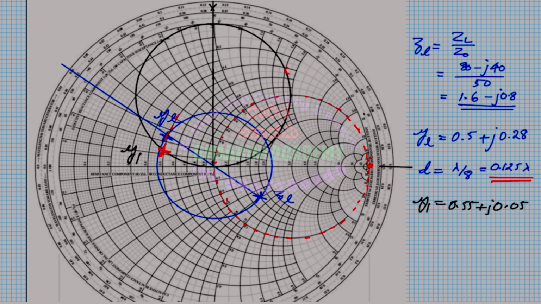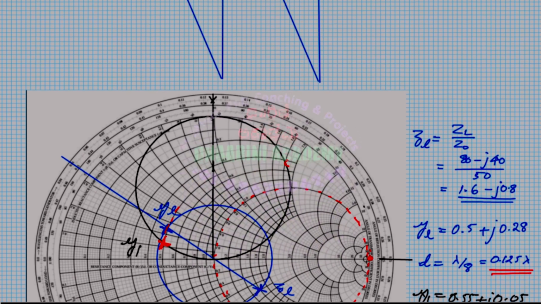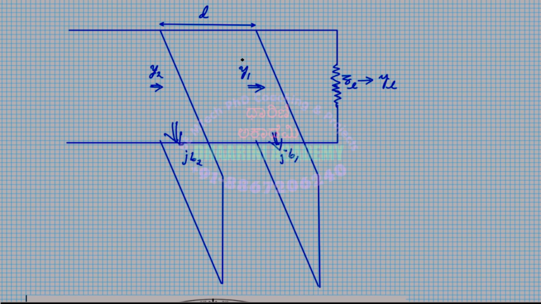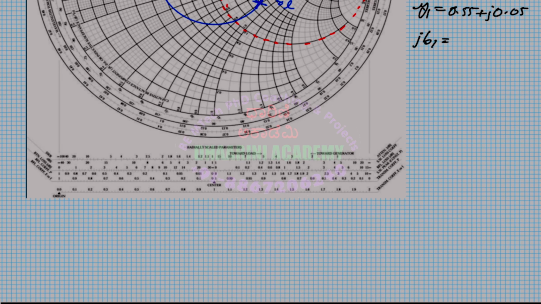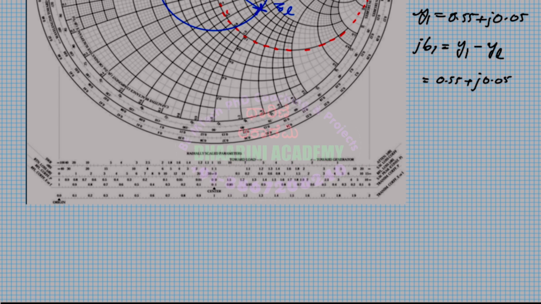Now, once I have y1, I can directly get jB1. jB1 is nothing but the susceptance corresponding to this. Now you see, we got y1. I am supposed to calculate jB1. Simply apply the formula. jB1 is whatever y1 I got, from that I should subtract the YL. So y1, simply put that 0.5 plus j 0.05. From that, subtract.